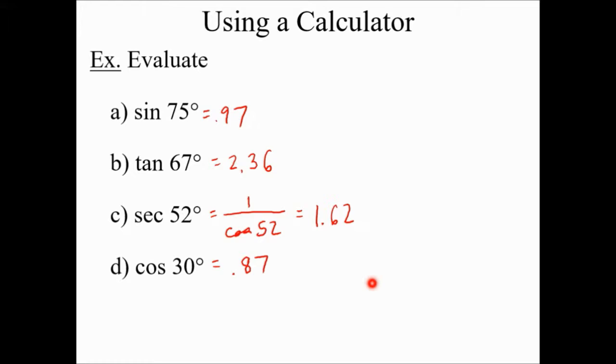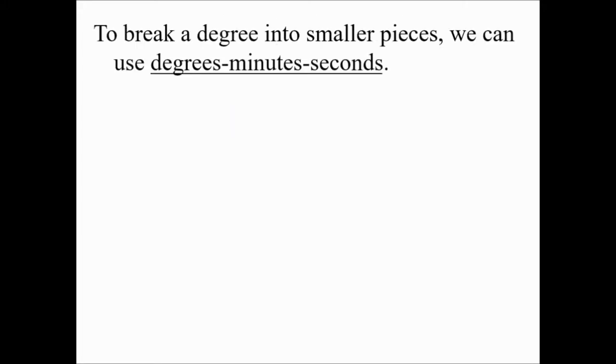Okay, so each of these problems has dealt with whole degrees, 75 degrees, 67 degrees, and so on. The next thing we want to do is talk about what if we want to take a degree and break it up into smaller pieces. And it's possible to do that. So to break a degree into smaller pieces, we're going to use degrees, minutes, seconds. And actually the whole minute-second thing is kind of set up the same way you're used to telling time. So 1 minute, which we abbreviate with this little apostrophe thing here, that's 1 minute.